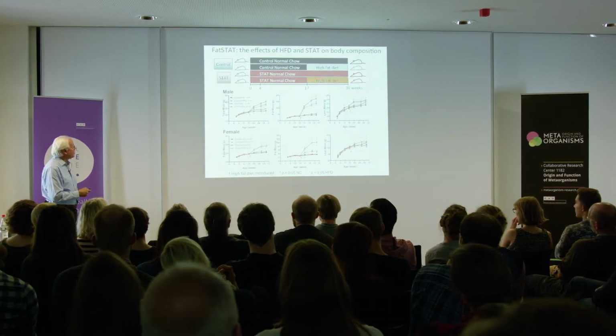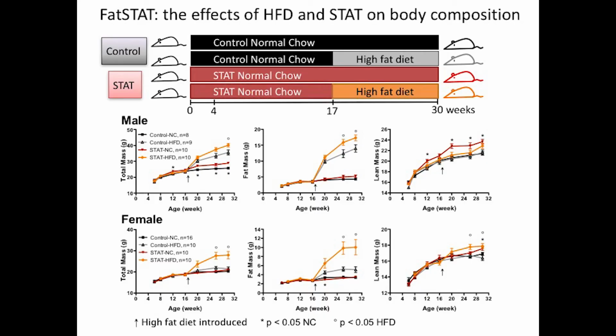If we start with the male mice, looking at total mass, here's the control group. No antibiotics, continued on normal chow. Normal chow with antibiotics, they're bigger, just like on the farm. High-fat diet, bigger still. High-fat plus antibiotics, biggest. Lean mass increased with antibiotics, just like on the farm. Fat mass, big increase on the high-fat diet, even more high-fat plus antibiotics. Female mice, many of the same trends.